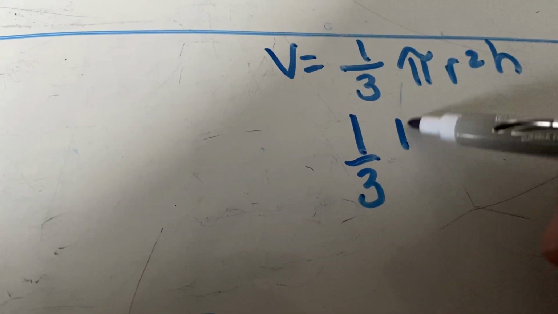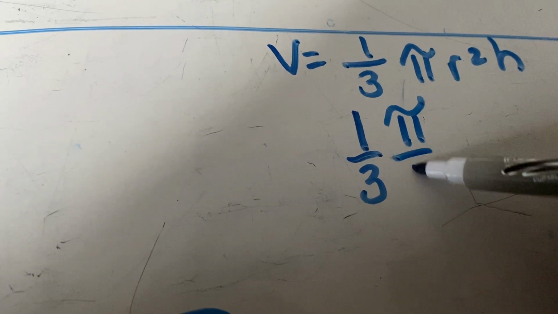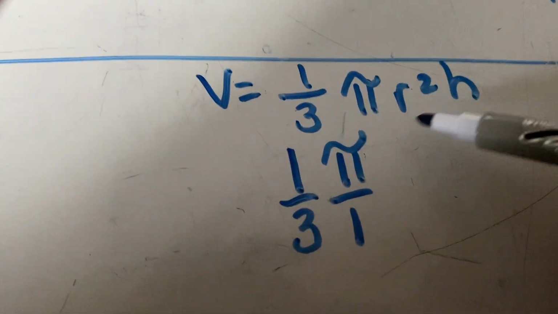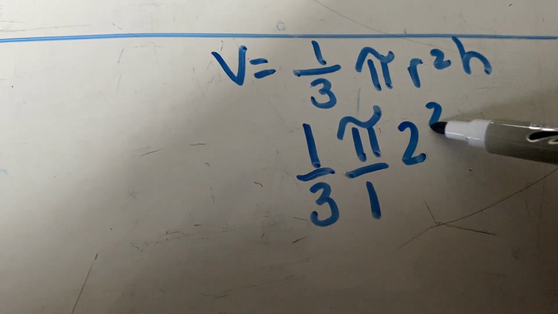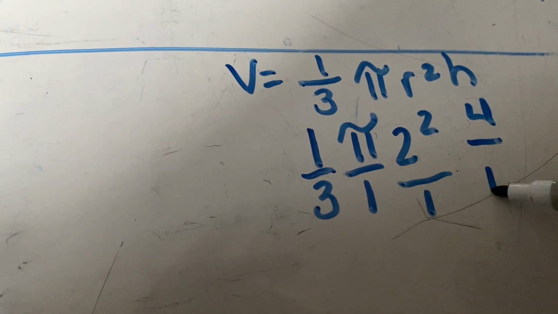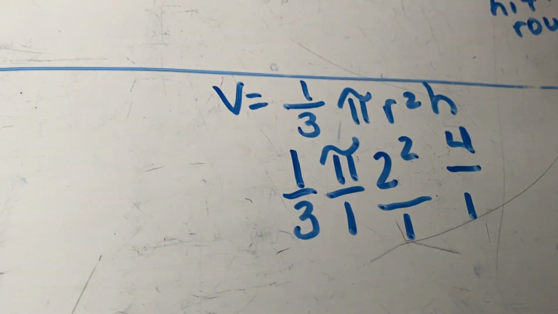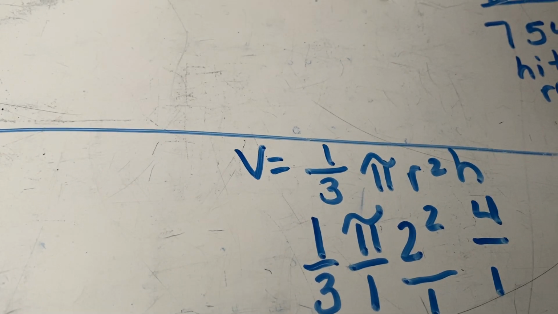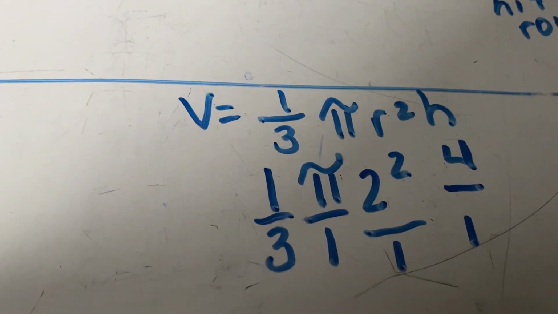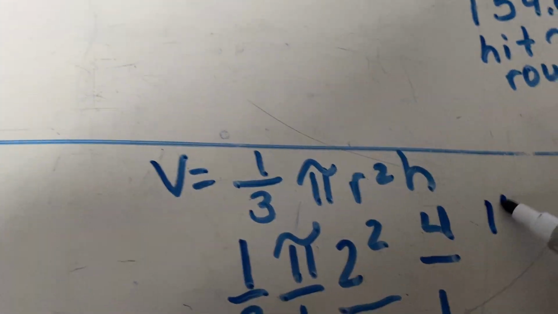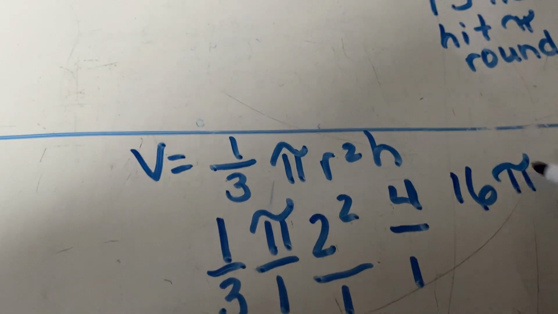1/3 pi 1. Okay, radius, I double check. Okay, it's my 2. Make sure I take my time. I'm plugging in the right number. And the height was 4. Okay, let's do this math straight across. Let's see what you get. So let's see. You should be getting 16 pi up top with the 3.